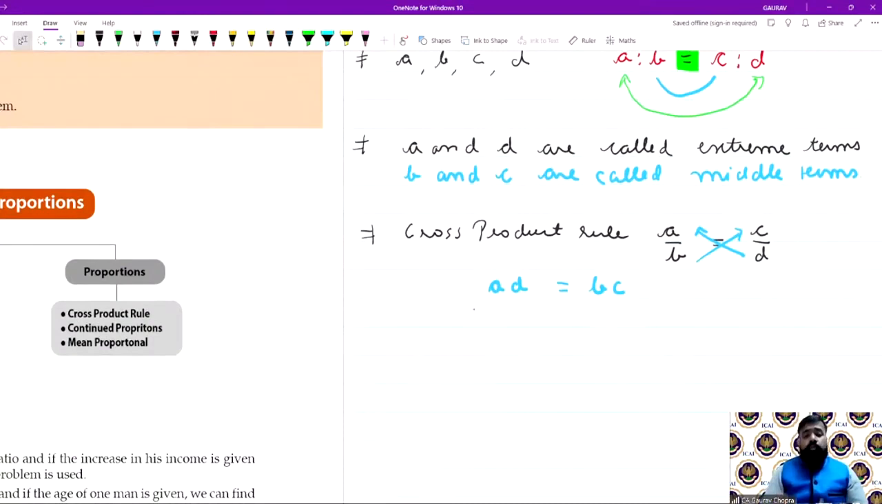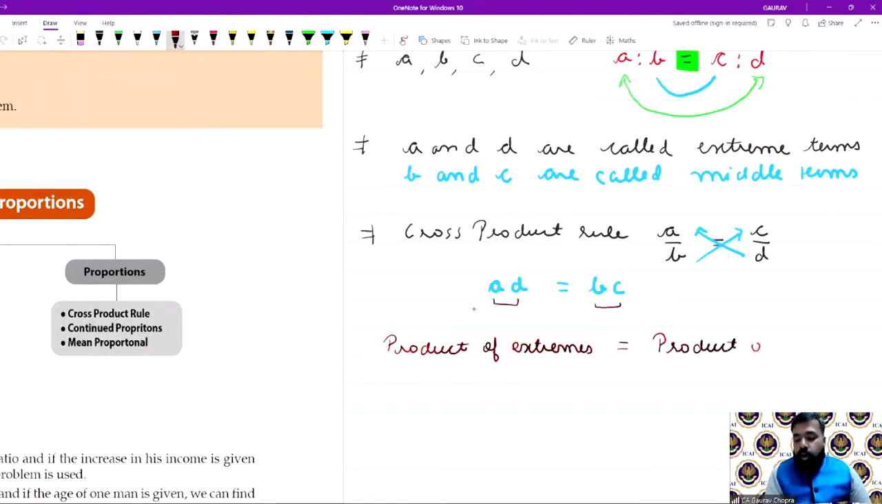A and D are extreme terms and B and C are middle terms. So we are simply multiplying the extreme terms and multiplying the middle terms. Therefore, we can write it as product of extremes is equal to product of middle terms, also known as means. Means denotes the middle terms. AD is known as the product of extremes and BC is known as the product of means. So AD is equal to BC. This is the simple rule.